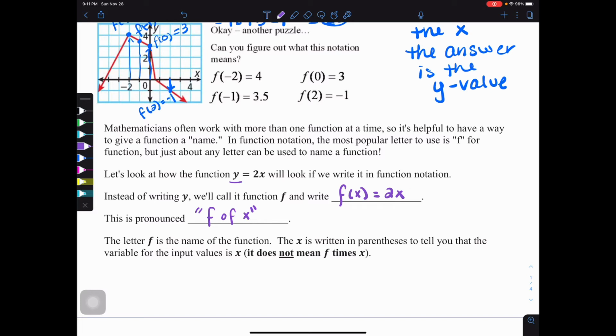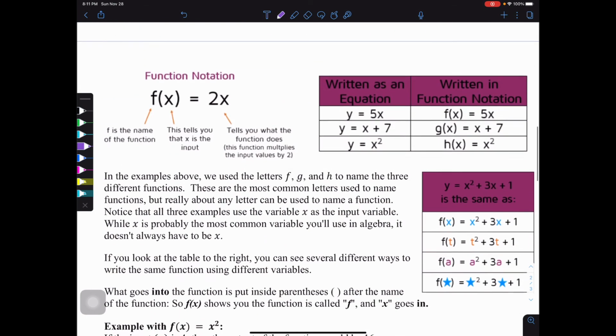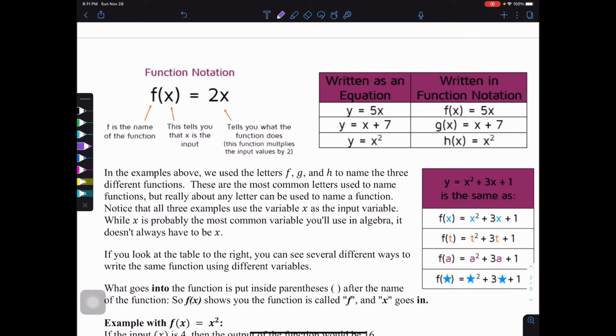The letter f is the name of the function. The x is written in parentheses to tell you that the variable for the input values is x. It's very important to notate it does not mean f times x. It is not multiplication.